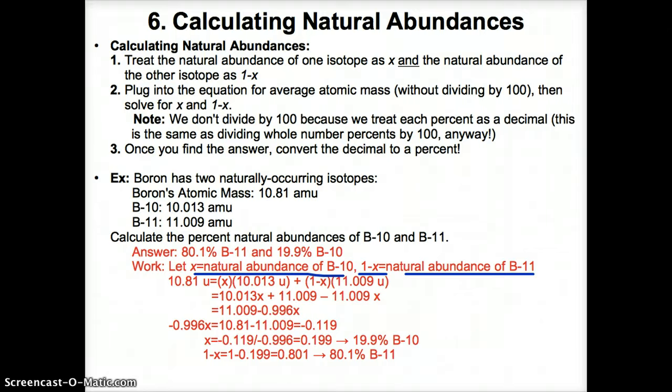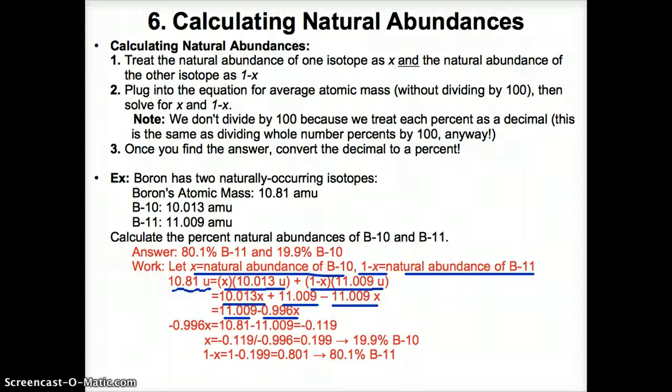All right, step 2, average atomic mass of 10.81 U for boron is equal to B10's natural abundance of x times B10's atomic mass of 10.013 U plus B11's natural abundance 1 minus x times B11's atomic mass of 11.009 U. If we multiply x by 10.013 and 1 minus x by 11.009 using the distributive property, we get 10.81 U is equal to 10.013x plus 11.009 minus 11.009x. And if we combine like terms, we simplify this to get 10.81 U is equal to 11.009 minus 0.996x.